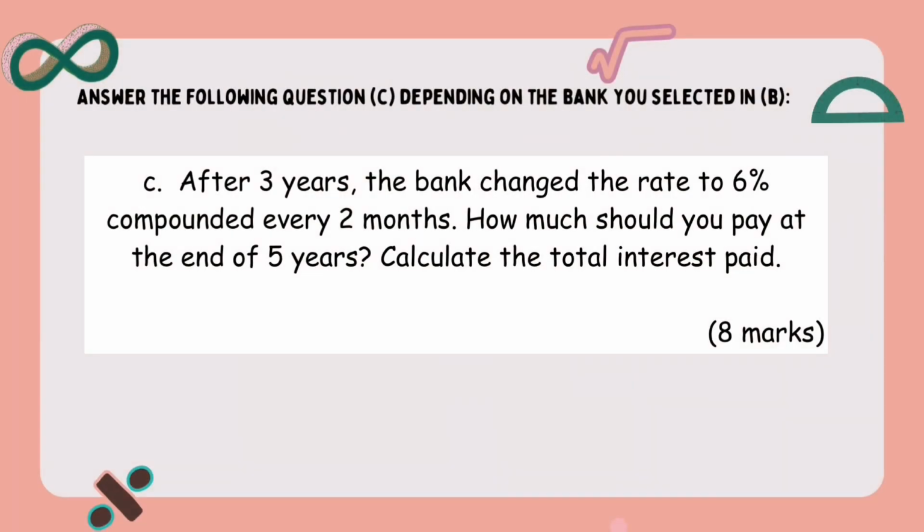So next for the question C. After 3 years, the bank changed the rate to 6% compounded every 2 months. How much should you pay at the end of 5 years? Calculate the total interest paid.